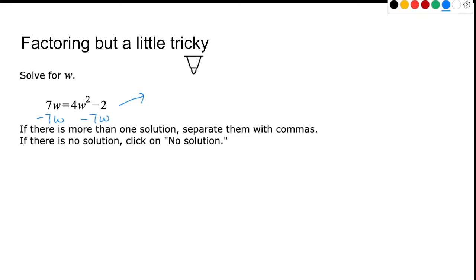So then we end up with 0 equals 4w squared minus, let's put it in order, 7w, and then our minus 2. Now, because the first term is not 1, it's a little trickier to figure out how we're going to do this. Now, 4 can be made with a multiplication, either 1 times 4 or 2 times 2.